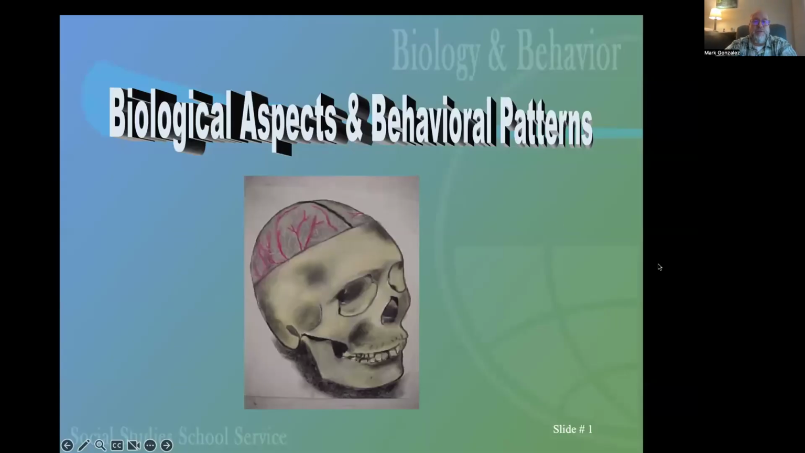Hey, psychology students, Mr. G here with Unit 3, Topic 1, Biological Aspects and Behavioral Problems or Patterns, which would be biology in the brain. Our second topic is going to be related more to what we would call neuroanatomy and dealing with neurons and the nervous system. This one's going to deal straight up with the brain itself.